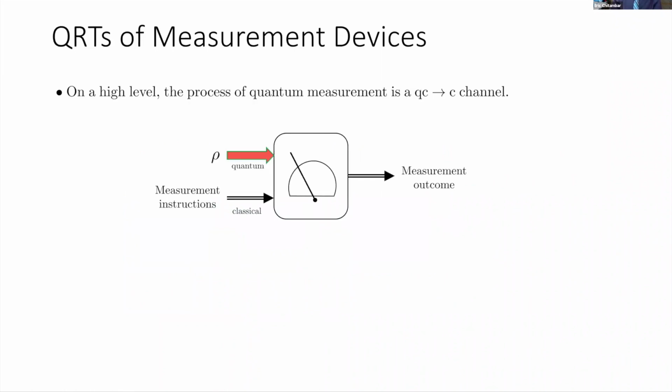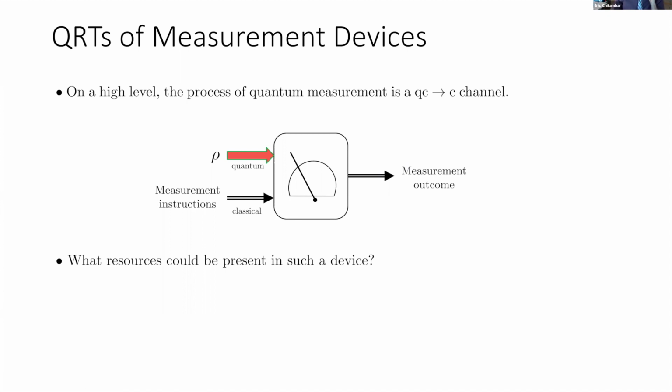Okay, so I want to look at a specific example of channel transformations, and it's related to this notion of compatibility. First, let's think about the general process of making a quantum measurement. Abstractly, what are we doing? We have some device that has a quantum input, which is the state we're measuring. It has a classical input, which is a set of instructions telling our device what to do. And then it has our measurement outcome, which is a classical output. So you can think of this as a QC to C channel: a quantum input, a classical input, and a classical output.